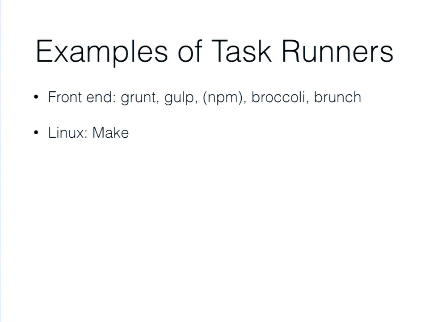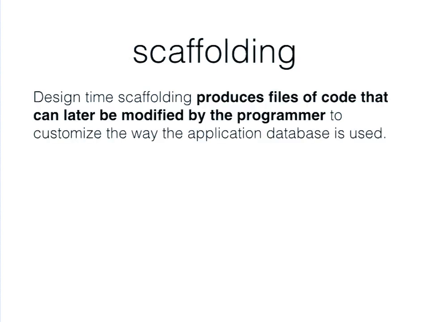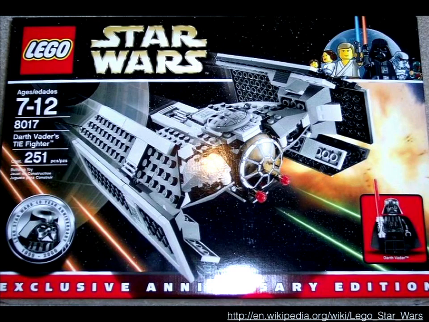Now I'm going to work with the next group. I'm going to go through these quickly because I have a comparison chart at the end. So the next one is scaffolding. Design time scaffolding produces files of code that can later be modified by the programmer to customize the way the application database is used. And I think this one, if I give you enough clues, you'll be able to think of a real world example. If you have a box of Legos that you know you want to customize, scaffolding is like getting a kit.